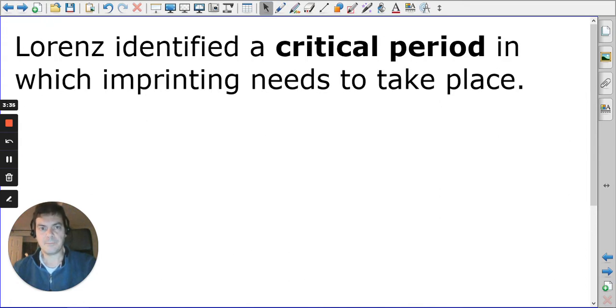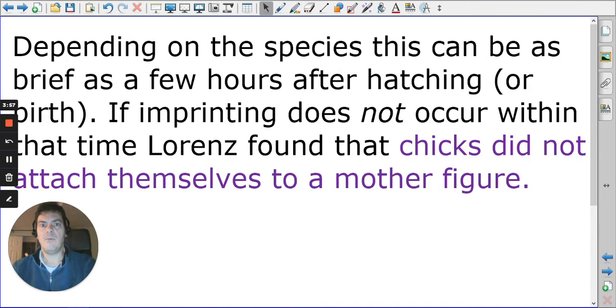But what is probably the most important aspect of this research is that he identified a critical period. Something that is critical obviously has an urgency to it. So there's urgency to this time frame in which the imprinting needs to take place. He was able to figure out, depending on the species of animals and birds, that it was a couple of hours after hatching.